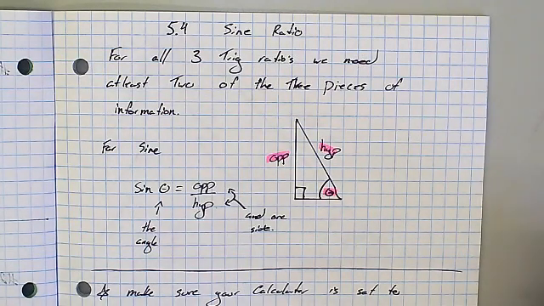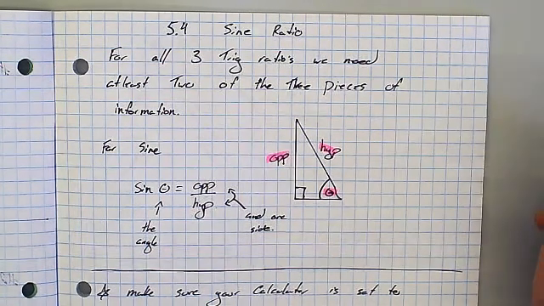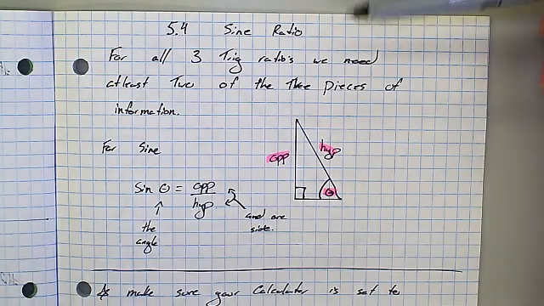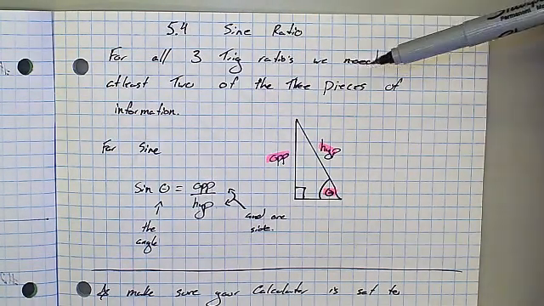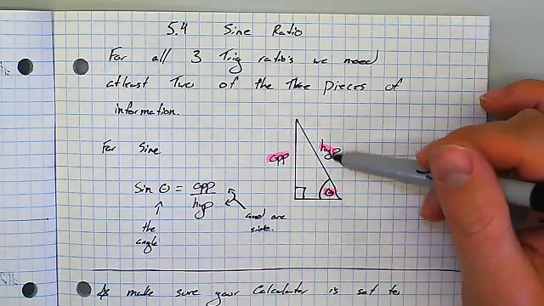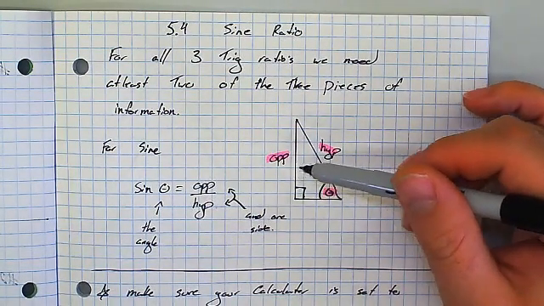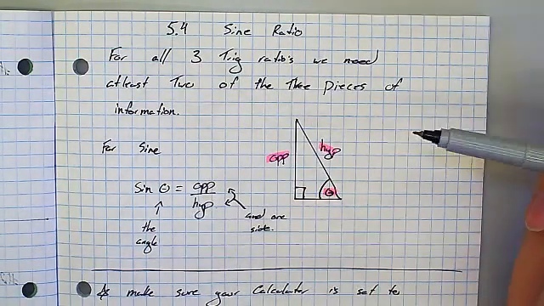Okay, this is section 5.4 for AW10, where we're going to talk about the sine ratio. For all three trig ratios, we need at least two pieces of information. You need to have one side and an angle. The corresponding side you're trying to find is what you're going to pick your ratio off of.